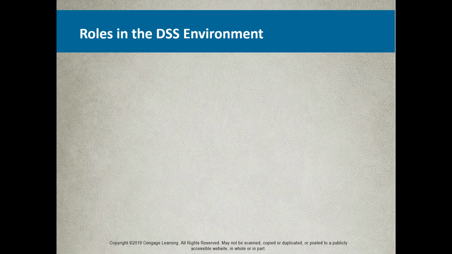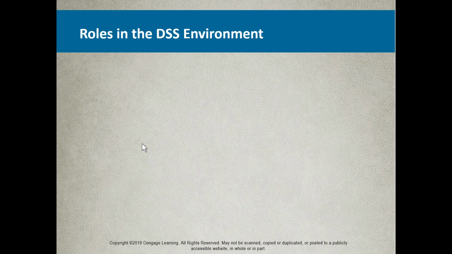All right, welcome back. This is part number 4 for Systems Analysis and Design, CSIS 2200, chapter number 12, part number 4. Can you believe it? It is a long chapter, but it is the last chapter for this term. Anyways, we're looking at the roles in the DSS environment.